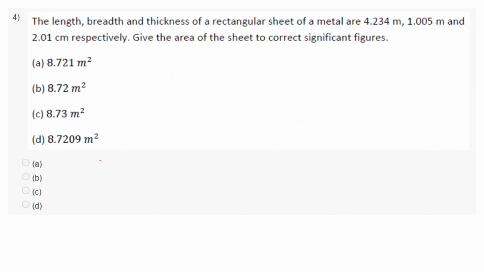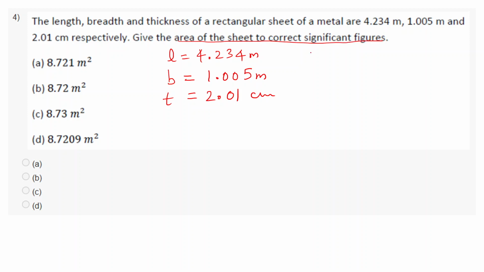Okay. Now the next question: the length, breadth and thickness of a rectangular sheet of a metal are, okay, the length is 4.234 meters, breadth is 1.005 meters, and thickness is 2.01 centimeter. Give the area of the sheet to the correct significant figures.